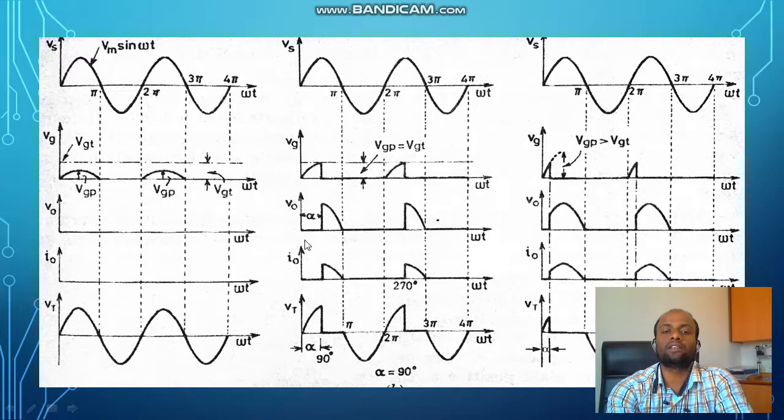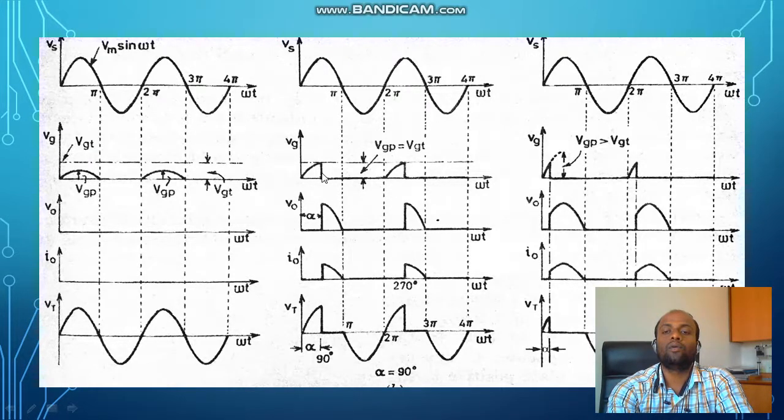Across the thyristor, when it is not conducting, we can see voltage. When it is conducting, you can see zero voltage. When it is not conducting, you will get full voltage. So this is alpha equal to 90 degrees, meaning at this particular instant, 90.